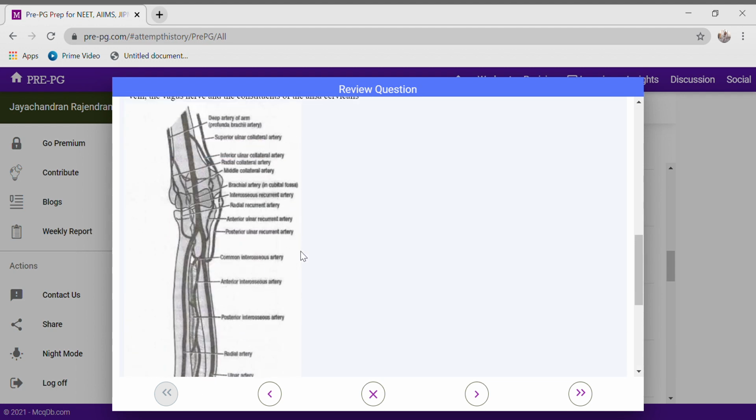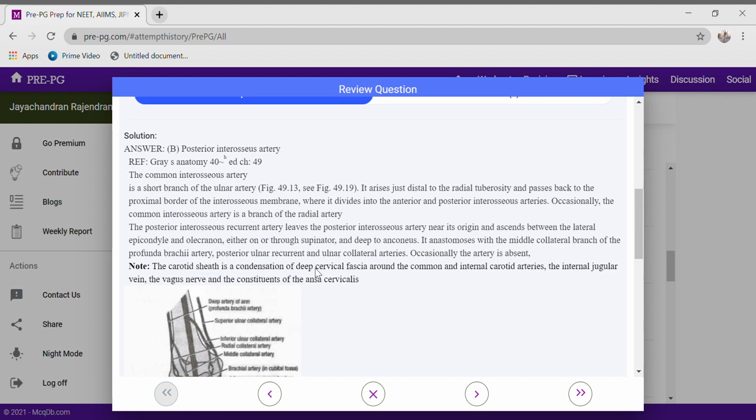So we'll see this. Anterior ulnar recurrent, posterior ulnar recurrent, and common interosseous artery. From the ulnar artery you will get the anterior ulnar recurrent, posterior ulnar recurrent, and the common interosseous artery. The common interosseous will give rise to the anterior interosseous and the posterior interosseous artery. The posterior interosseous, which you see here, will give rise to the interosseous recurrent branch. So you can learn from there.